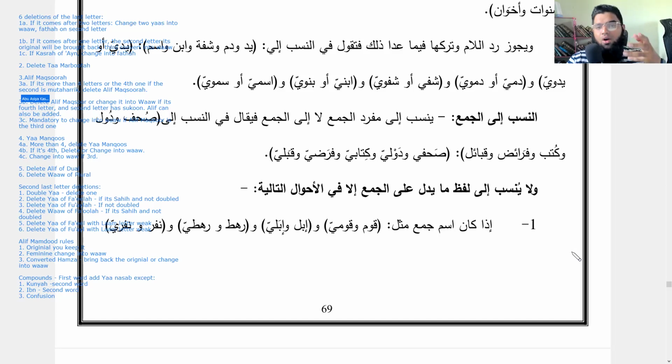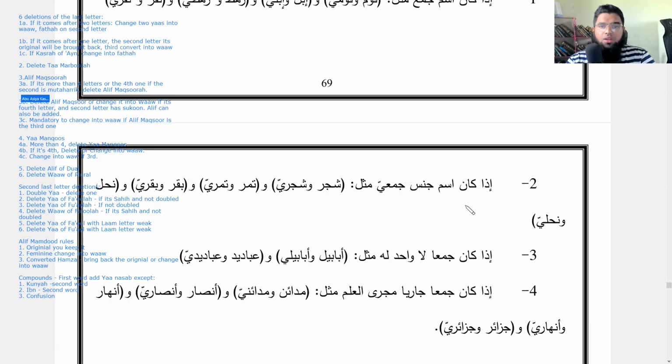Lafzul jama, like qawm. It doesn't have a singular, no? People. So qawmi. Ibil also is like a group of camels. So ibali. Rahat is also group. Rahati. Nafar is group again. Nafari. إذا كان جنس جمعي جنس ألف اسمه جنس الجمعي means the word as a collection of words.